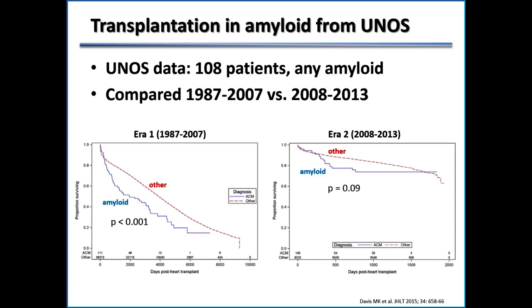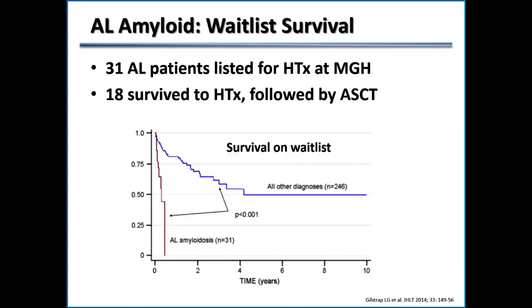I think the problem with transplanting amyloid patients is how do you bridge them to transplant? These very sick patients, how do you get them there? This is data from Mark Semigram at MGH before he left MGH, but they looked at 31 patients with light chain amyloid, and what they found is only 18 survived to transplant. I think this is very alarming, right? The red curve of the amyloid patients goes almost straight down. So it's very hard to get these patients to survive to transplant. You're going to have very high waitlist mortality. I think that's the major problem.